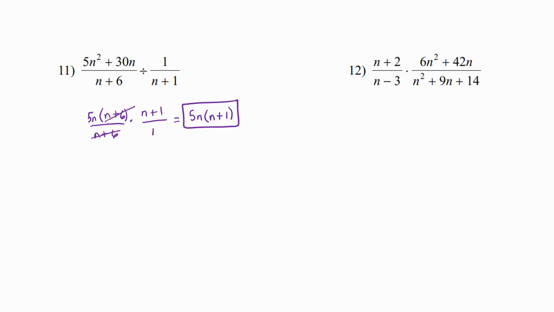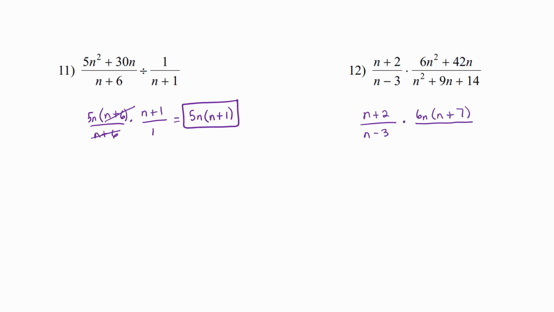And the final one for this section, we are multiplying. And so we are going to have to factor the top and bottom of the second fraction. We don't have to flip it though, just need to split it up. So 6n squared plus 42n, they both have a 6n you can divide by and be left with n plus 7.